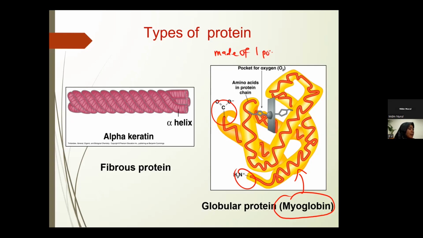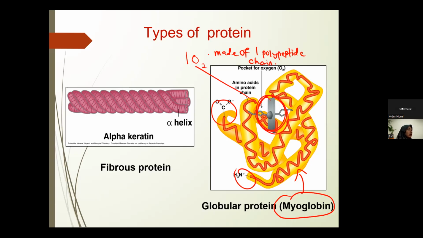1 polypeptide chain. Myoglobin is made of 1 polypeptide chain. And thus you can see it has 1 heme group and iron atom over here. That's why it can only carry 1 molecule of oxygen. So ada satu je heme group dengan iron. Hemoglobin ada 4 polypeptide, ada 4 heme group with iron. Okay, right.